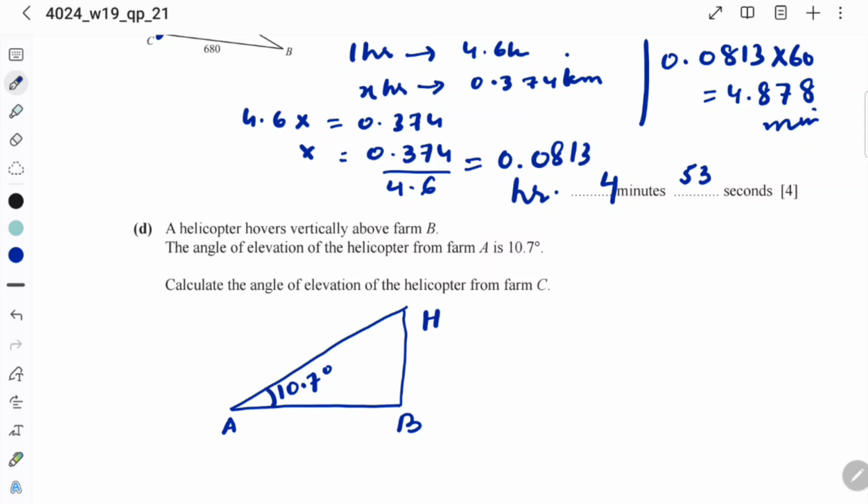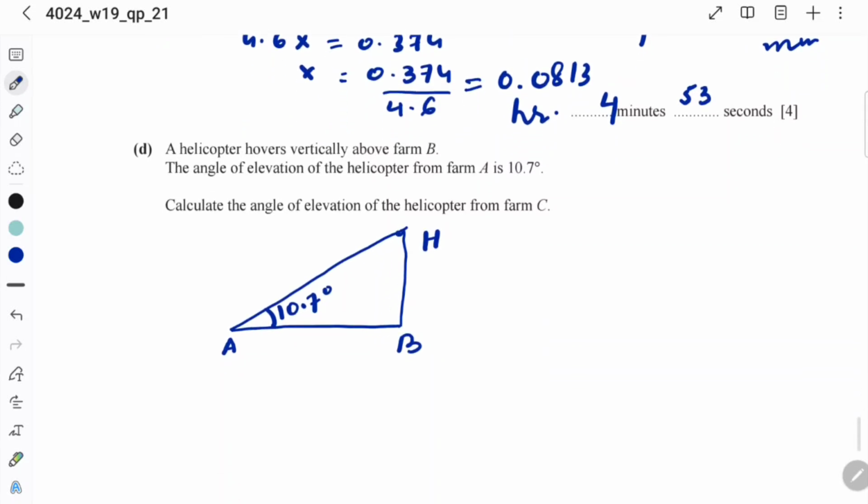So angle of elevation from the helicopter means, for example, if somebody is looking up, that is the angle of elevation. So, for example, your C is somewhere here, and it will always make a 90-degree angle. This is also 90 degrees, and this will also be 90 degrees. So in this question we'll find out actually what is theta, this angle.